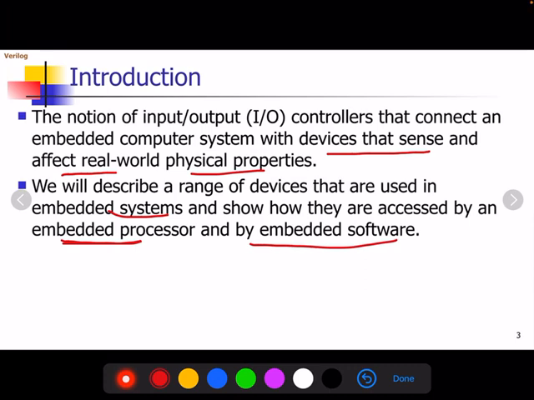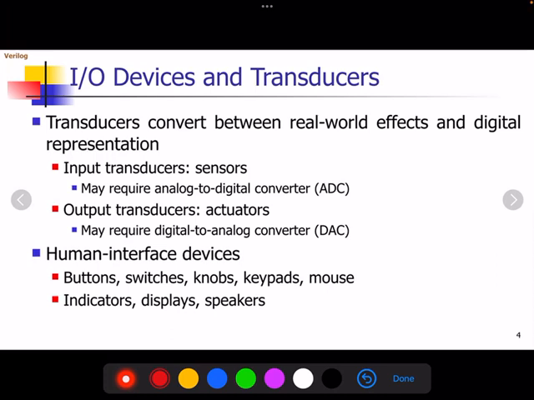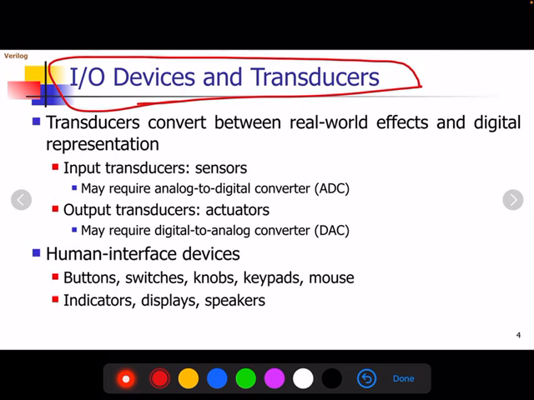Once we connect the I/O devices, they should be accessed by the embedded processor, and there should be support from the embedded software to get the readings. Coming to I/O devices as well as transducers: a transducer converts real world signals like temperature, humidity, pressure and so on. Transducers convert one form of energy to another. Some examples are microphones, loudspeakers, thermometers, position sensors, and pressure sensors.